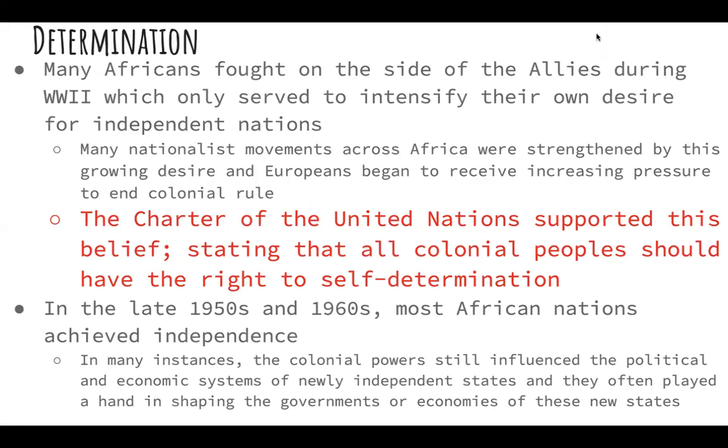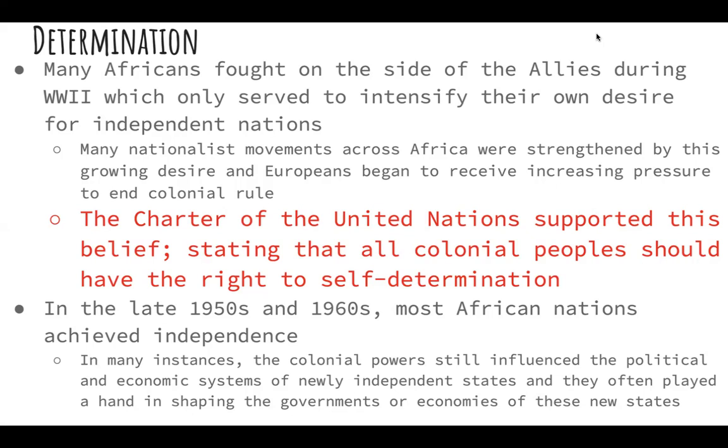So, determination. Many Africans fought on the side of the Allies during World War II, which only served to intensify their own desires for independent nations. Many nationalist movements across Africa were strengthened by this growing desire, and Europeans began to receive increasing pressure to end colonial rule. The Charter of the United Nations, formed after World War II, supported this belief, saying that all colonial peoples should have the right to self determination. Choose what type of government self rule you want.